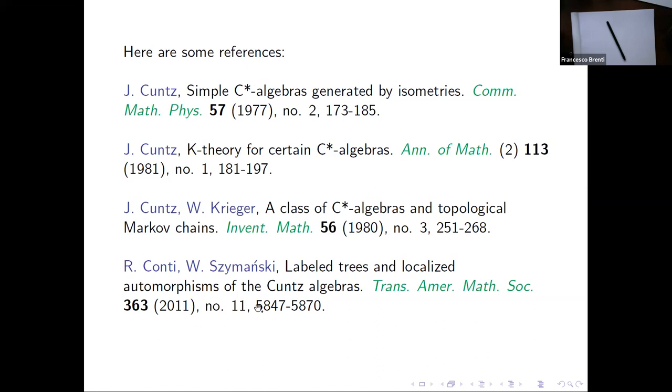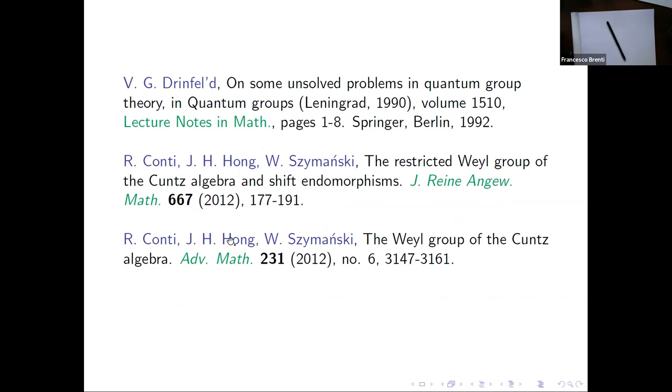Conti, Zimansky in 2011, and I'll talk about this. So this is the starting point of this paper for this combinatorial investigation that I'm going to talk about. They really could pinpoint the elements of this reduced Weyl group as combinatorial objects. And here are some more references. These are papers that study this restricted Weyl group from an algebraic point of view mainly.